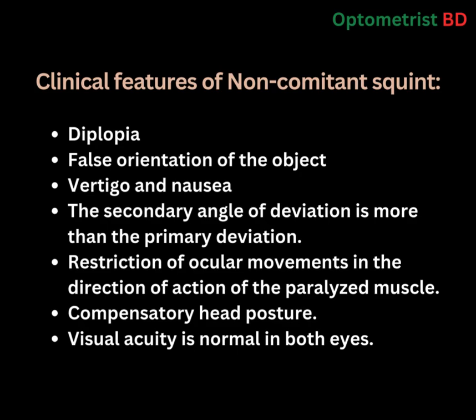Clinical features of non-comitant squint. Diplopia, false orientation of the object, vertigo and nausea. The secondary angle of deviation is more than the primary deviation. Restriction of ocular movements in the direction of action of the paralyzed muscle. Compensatory head posture. Visual acuity is normal in both eyes.